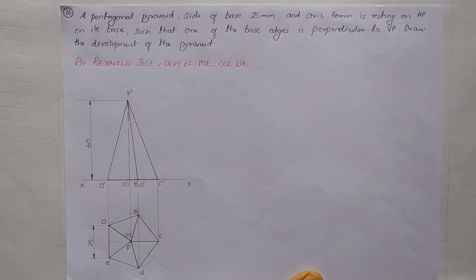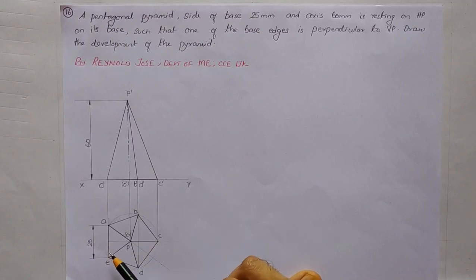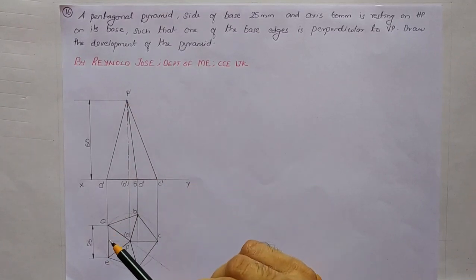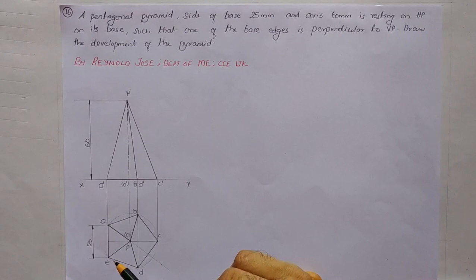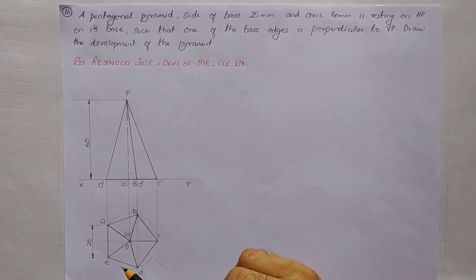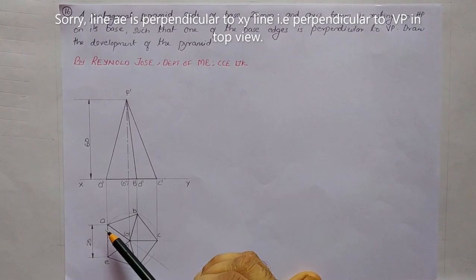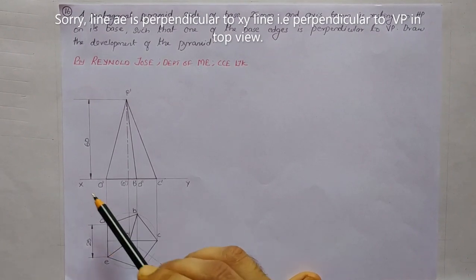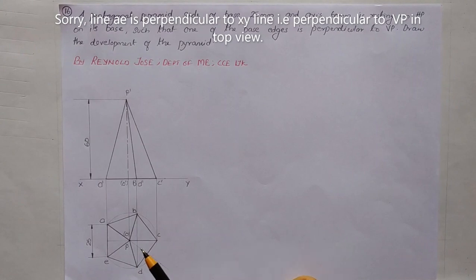So that is why already I have drawn a simple top view and a simple front view. Here in the simple top view we are having the base shape along with the slanting edges, and the outline of the simple front view is a triangle. And in this question one of the base edges is perpendicular to VP. So perpendicular to VP means perpendicular to the XY line in the top view. So here edge AB is perpendicular to the XY line.